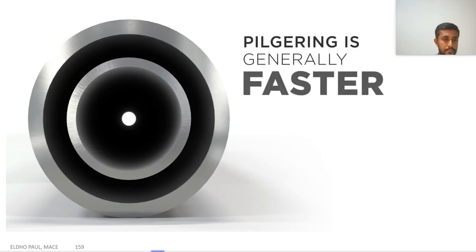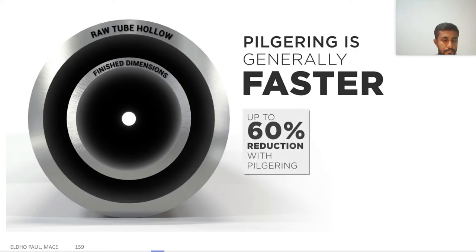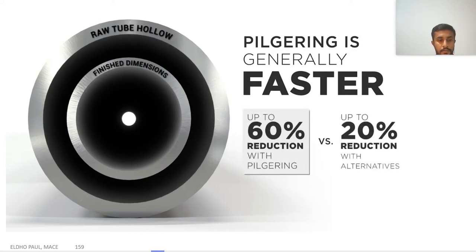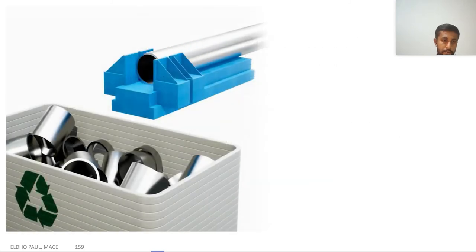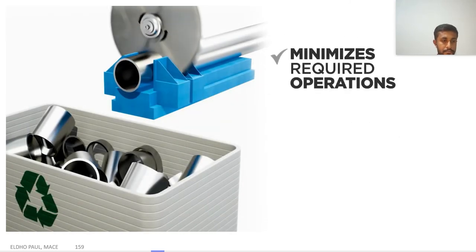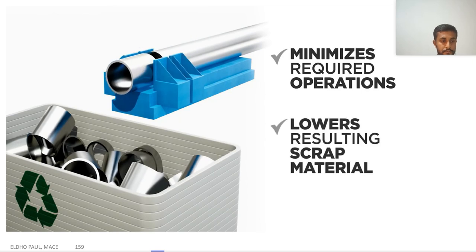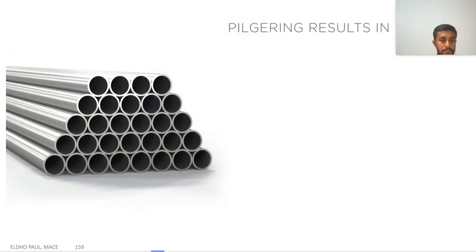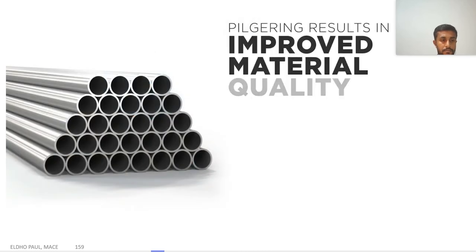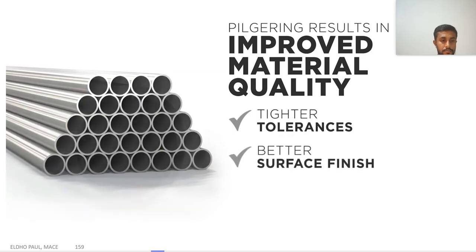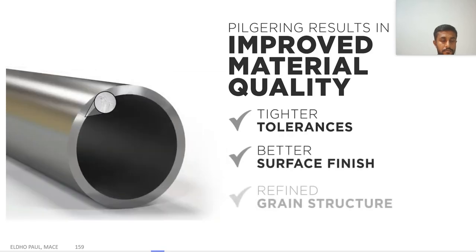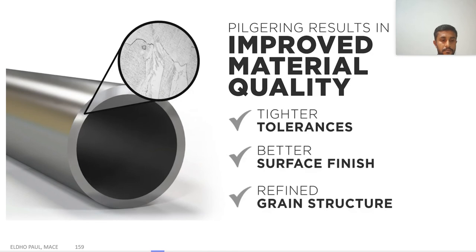Pilgering is generally faster than other manufacturing processes. In one pass, pilgering achieves up to 60% reduction versus up to 20% using the cold draw method. By making greater reductions in one pass, pilgering minimizes the number of required operations and lowers the amount of resulting scrap material. The pilger method also results in improved material quality. Relative to alternative manufacturing processes, pilgering achieves tighter tolerances and a better surface finish. Imparting cold work also refines the grain structure, increasing the strength of the material and causing less through-wall hardness variation and anisotropy.